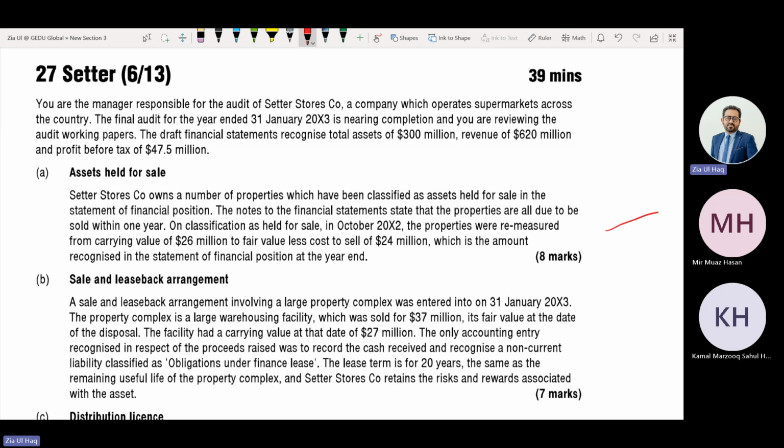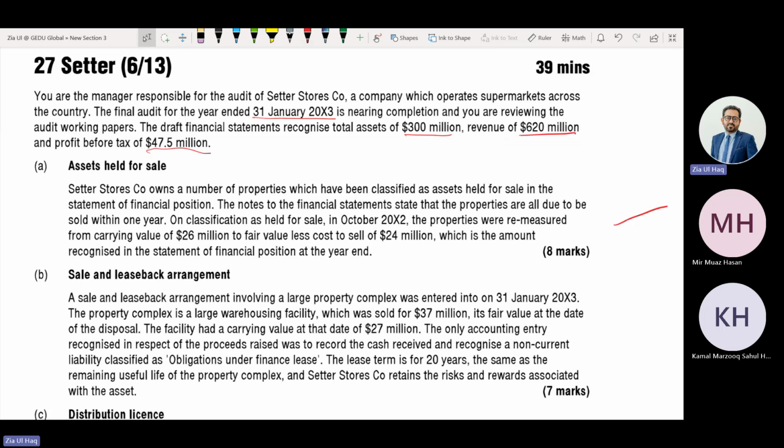So you are the manager responsible for the audit of Satter Store Company, a company which operates supermarkets across the country. The final audit for the year ended 31st January 2023. Year end is 31st January. This was started 1st February 20x2. Nearing completion, and you are reviewing the audit working papers. The draft statements recognized total assets of $300 million, revenue of $620 million, and profit of $47.5 million. Can you deal with part A and C: whether the matter is material or not? What accounting standard will be applied here?